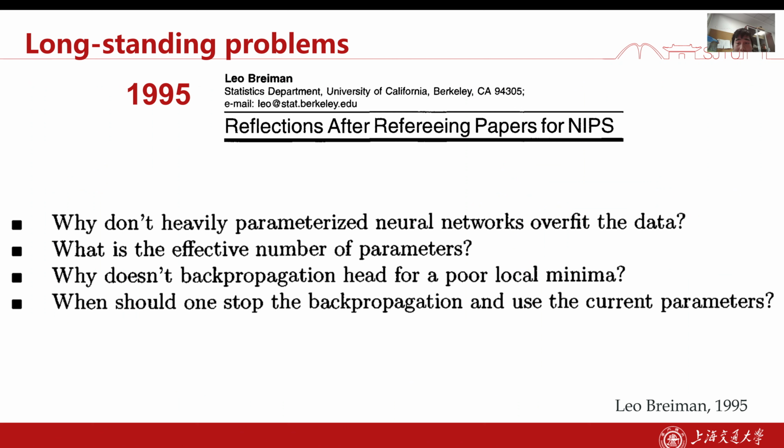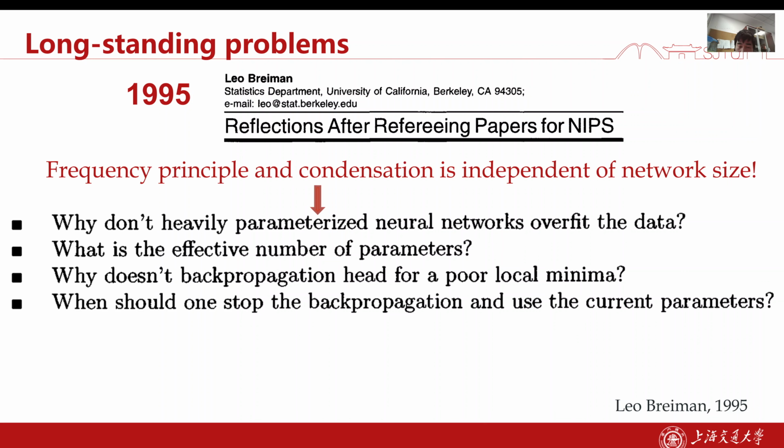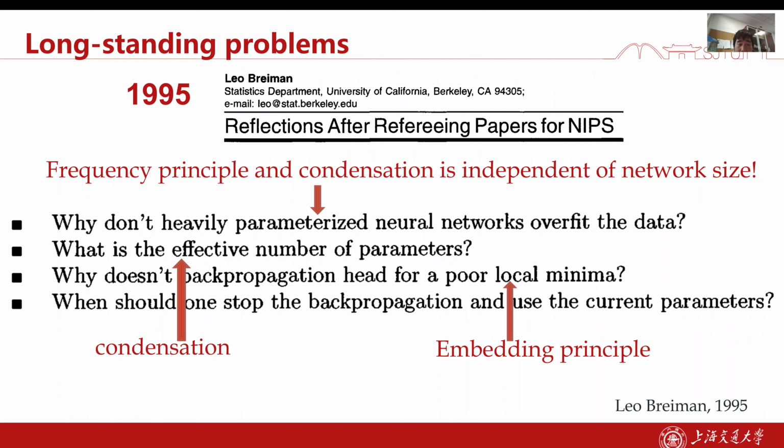And now let's get back to these long-standing problems. Why don't heavily parameterized neural networks overfit data? Because our frequency principle and condensation are independent of network size, and of how many effective parameters there are. We can count the number of parameters of the condensed neural network. And why doesn't BP head for poor local minima?